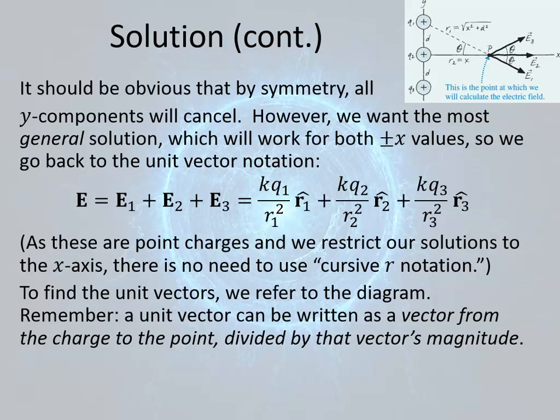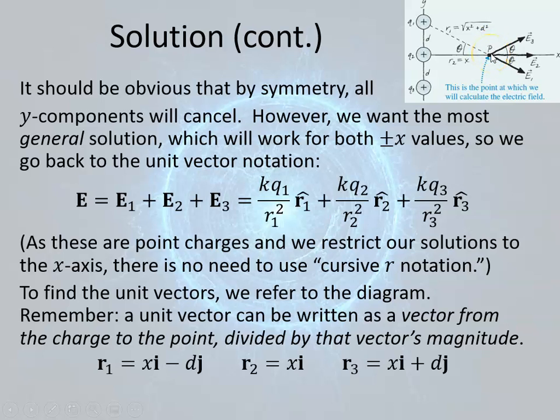So remember, whenever you need to find a unit vector, you simply take a vector going from the point where, in this case, the charge is, to the point where we want to calculate the electric field. So if I want the unit vector pointing from charge 3 to point P, I would find the vector going from charge 3 to P and divide by the magnitude of that vector, which is going to be the distance from charge 3 to P.